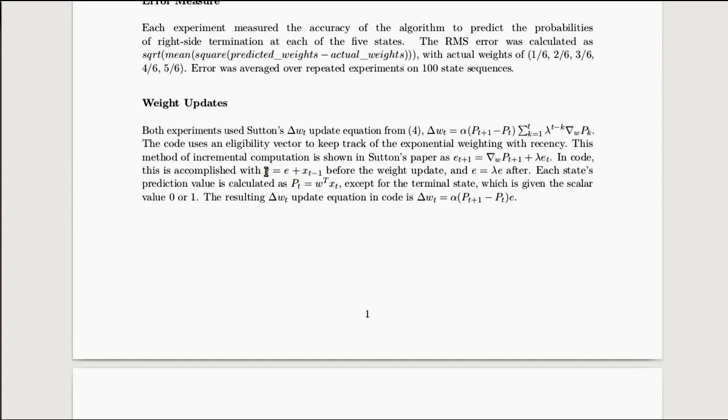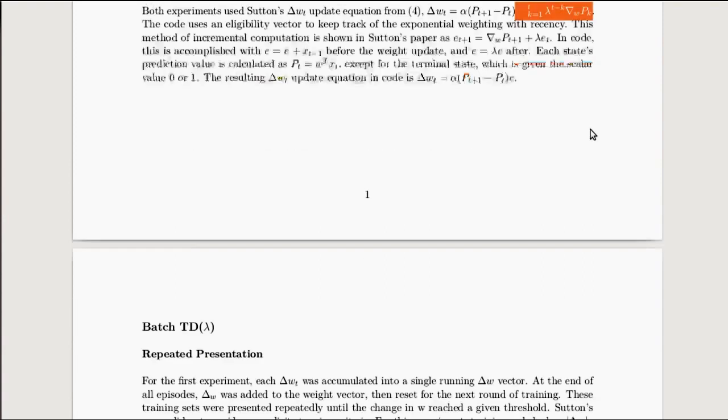So we increase by 1 the value in the eligibility vector at the state that we previously saw, and then we do the weight update, the delta weight equation. So here again is the weighted value, and then based on the recency of seeing each state. And then we take that eligibility trace vector and decay it by lambda. And this is essentially the same thing as doing the summation of the gradients.